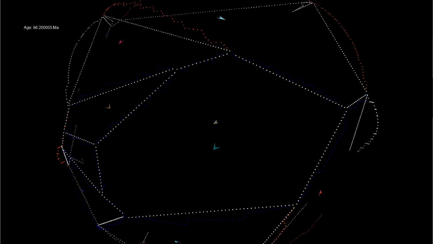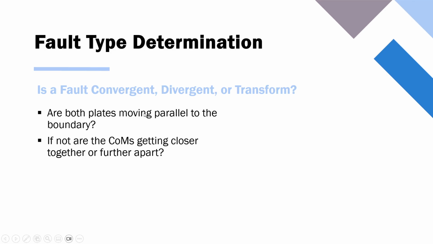So what's next? Finally, we looked at fault type determination. Is a fault convergent, divergent, or transform? Figuring out the algorithm for this was surprisingly tricky, and what I eventually landed on was: are both of the plates moving roughly parallel to the boundary? If they are, it's a transform fault.